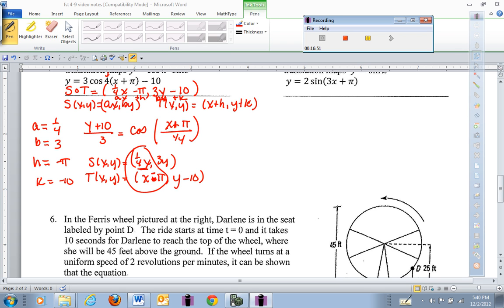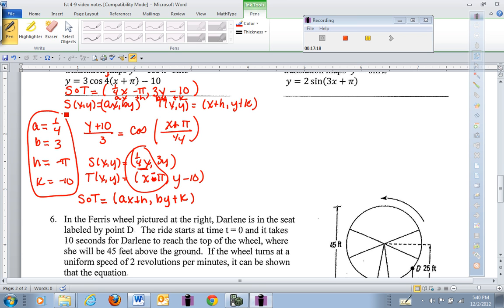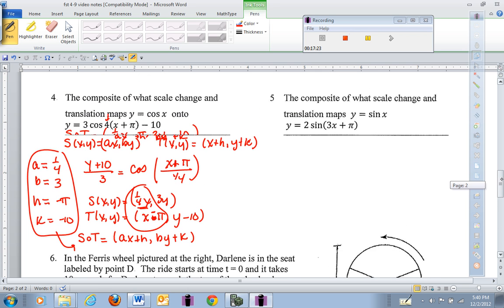Okay, so I just want to make sure everybody knows what we're doing with this one more time. We're doing the scale change following the translation, or you could even do them vice versa, but they will wind up being ax plus h, by plus k. Alright? And the rule will be the rule, so these numbers right here will be the exact numbers that you will put back in the rule when you put them in here. Okay, we'll try one more of those.